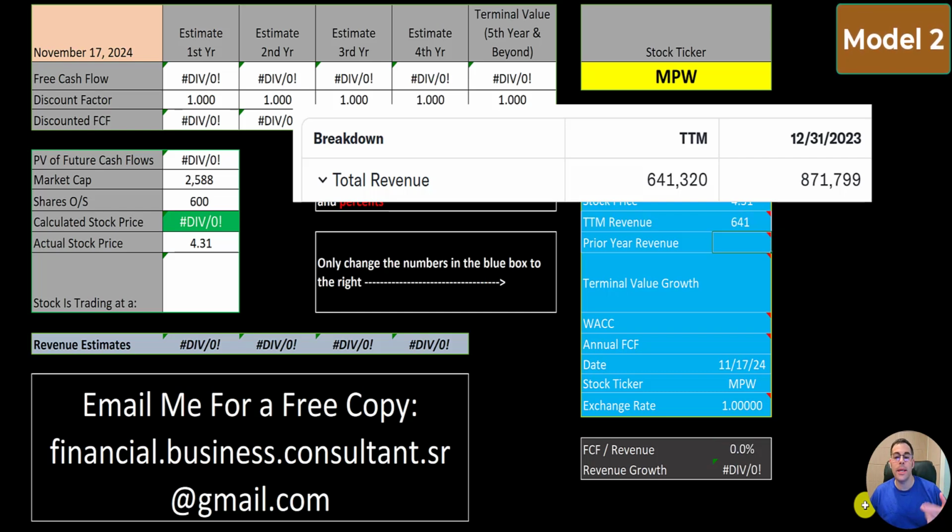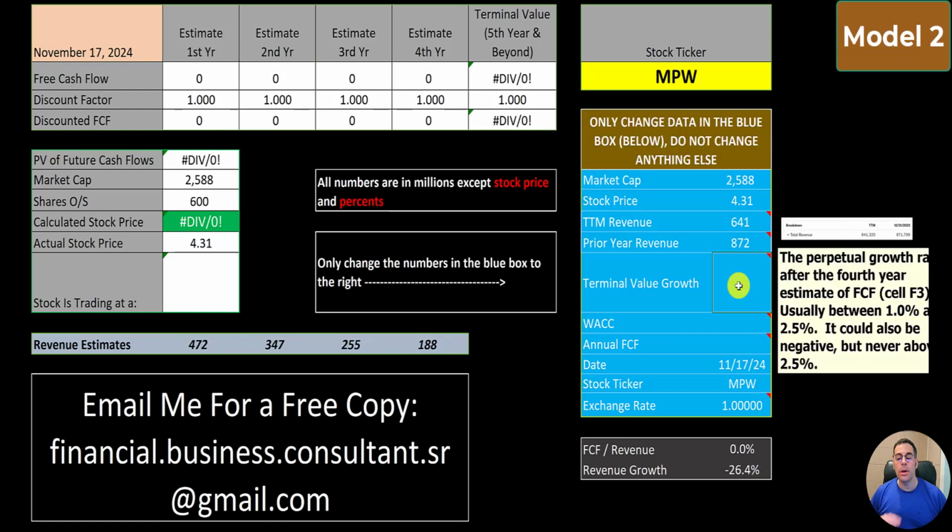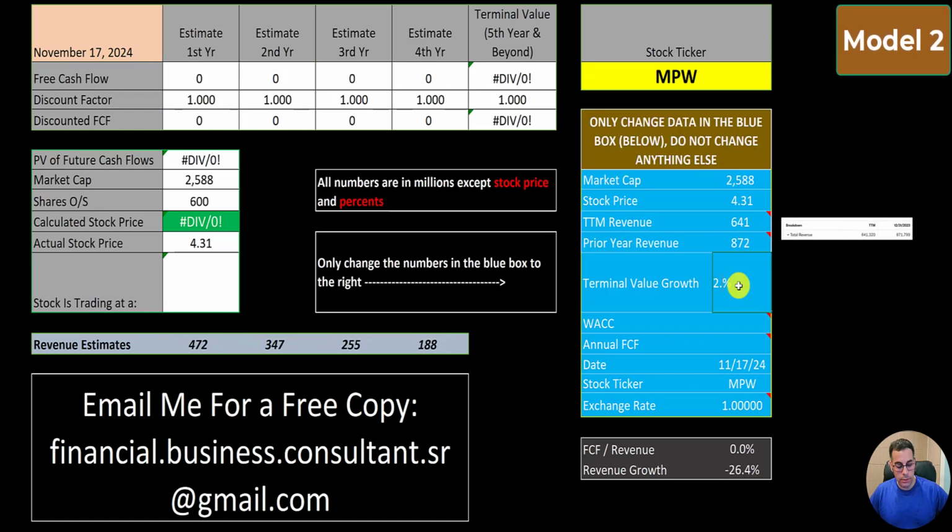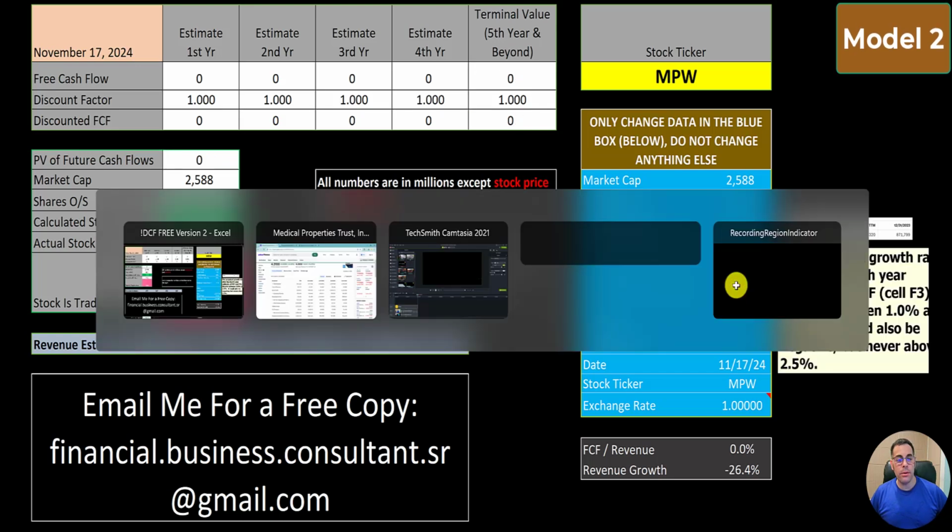641,320,123. We always add 3 zeros for Yahoo Finance. Let's enter last year's revenue, 871,799,123. Terminal growth rate, let's just use 2.5%. The WACC, we'll go to Finbox.